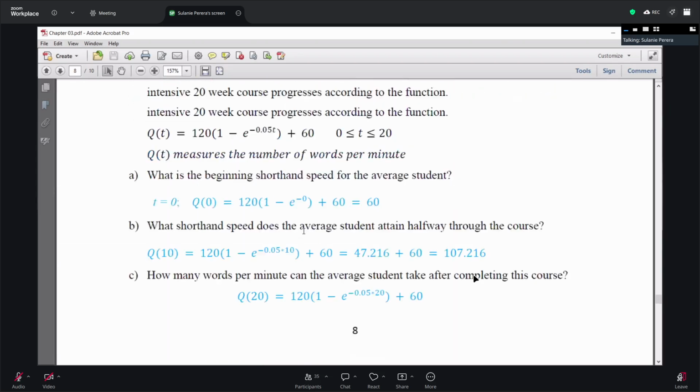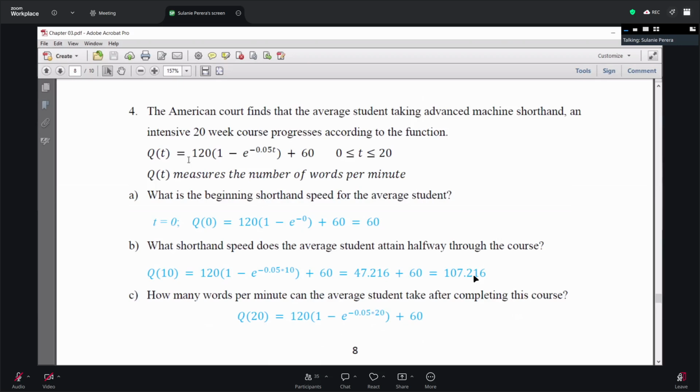Right, do this problem. It's a very easy problem. They have given the equation. You have to just substitute the values. The American code finds that the average student taking advanced machine shorthand, typing, an intensive 20-week course, progresses according to the function, where Q(t) is the number of words per minute. So what is the beginning shorthand speed?